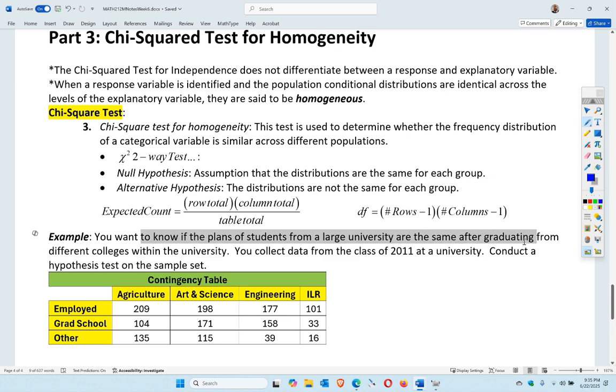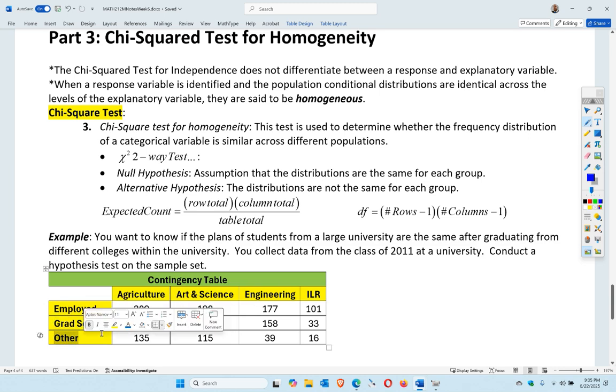So let's say here we want to know if the plans of students from a large university are the same after graduating from different colleges within the university, right? So in this, we're specifying, right? Your response variable is your school, and your explanatory variable is the outcome. Are you going to be employed after school, or are you going to go to graduate school or something other? Maybe that's military. I'm not really sure. But that one we know which one is explanatory and response as far as the variables go.